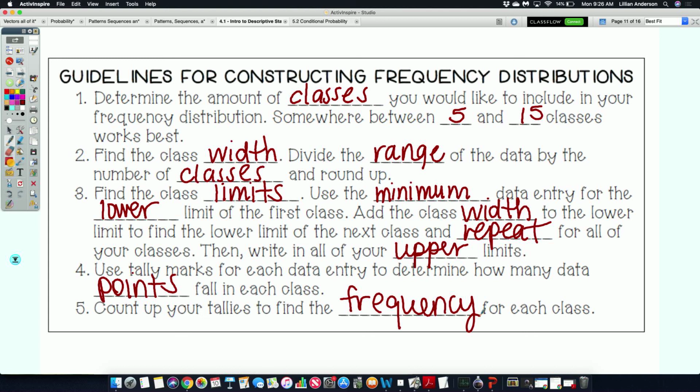So these are your guidelines for constructing a frequency table. You are going to have to construct one for the data that you collected on Friday. But before we get to that point, we are going to practice creating it for these next few examples, okay? Any questions on our steps?